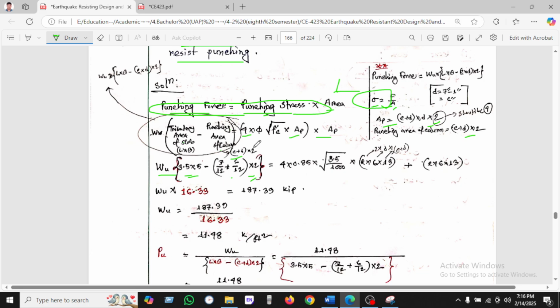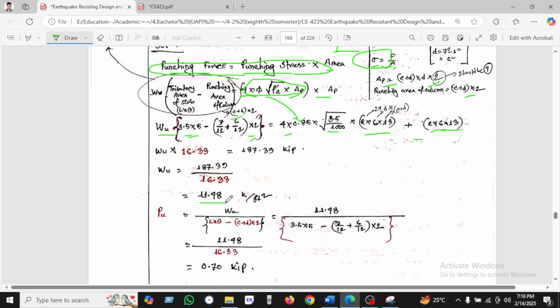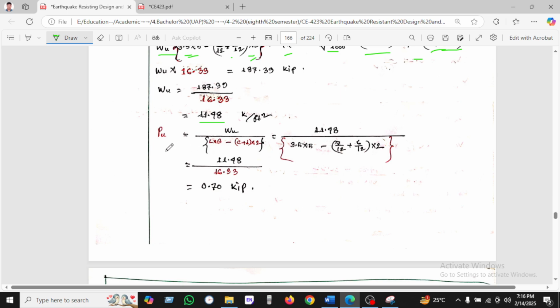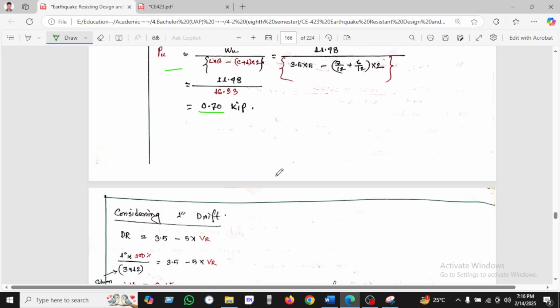And in this way we are using the tributary area with punching stress 4 into root over FMC into AP, 4 into 5.85. FMC is 3 KSI. AP is given 2 into D into C plus D, and 2 into D into CD have been found here, and W equal to 180 11.48. Punching force has been found 0.40 kip using this formula.